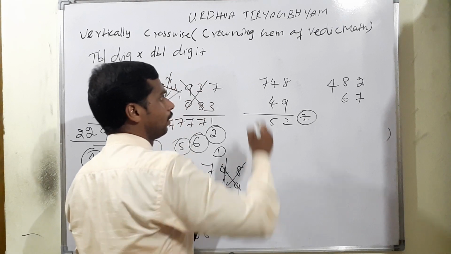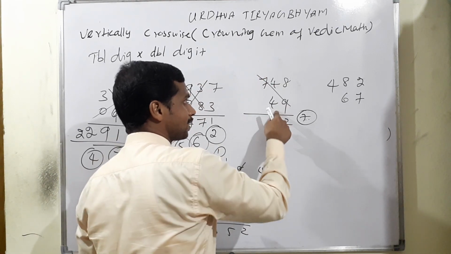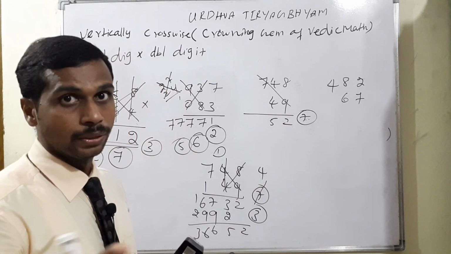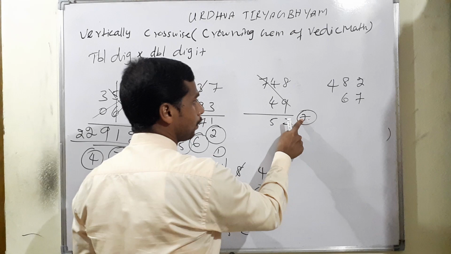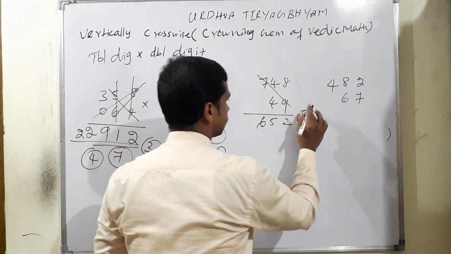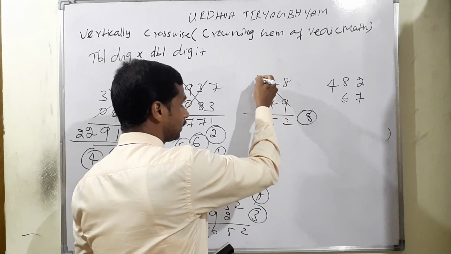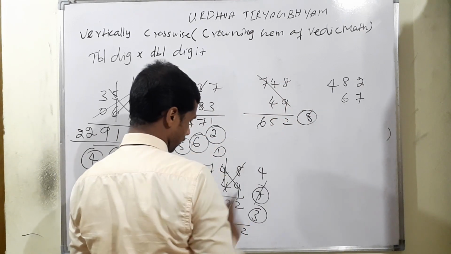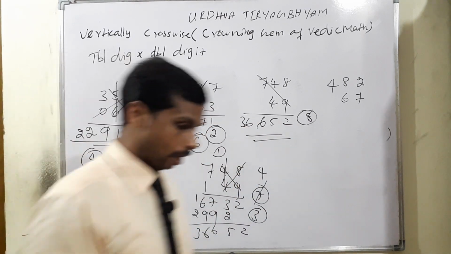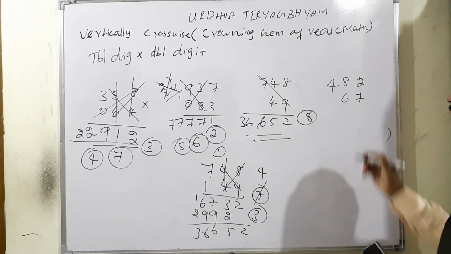Again carry will be 7. Now 9 7s are 63. Here 0. 63 plus 16 is equal to 79. 79 plus 7 is equal to 86. Again 6. Now carry we can write it 8. Now next number 7 4s are 28. 28 plus 8 is equal to 36. 3 6 6 5. Now last one, term of triple digit into double digit.